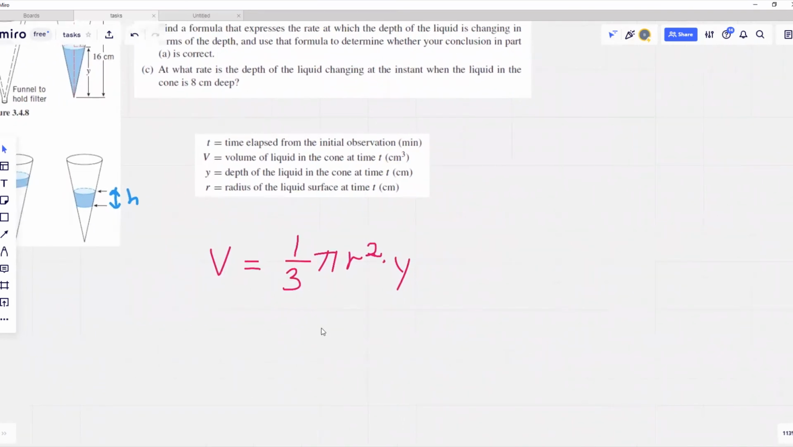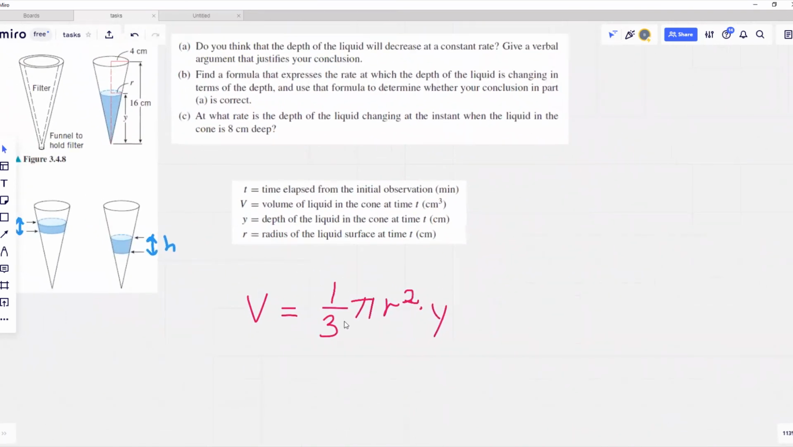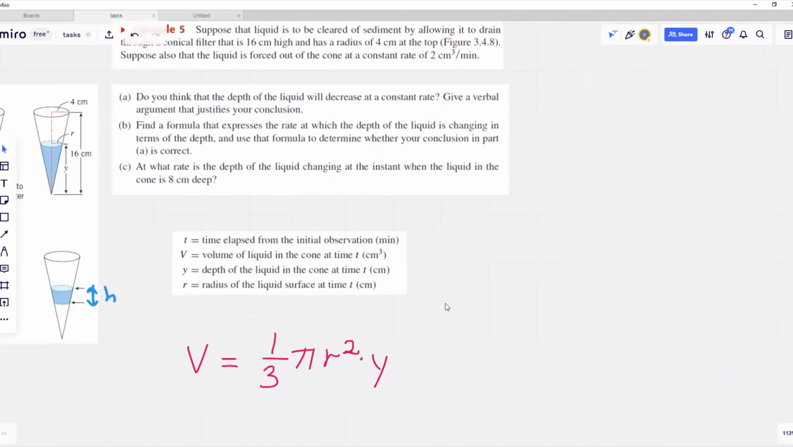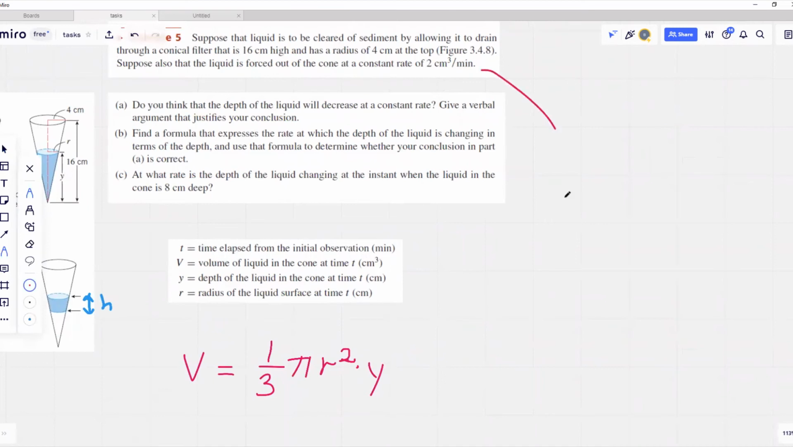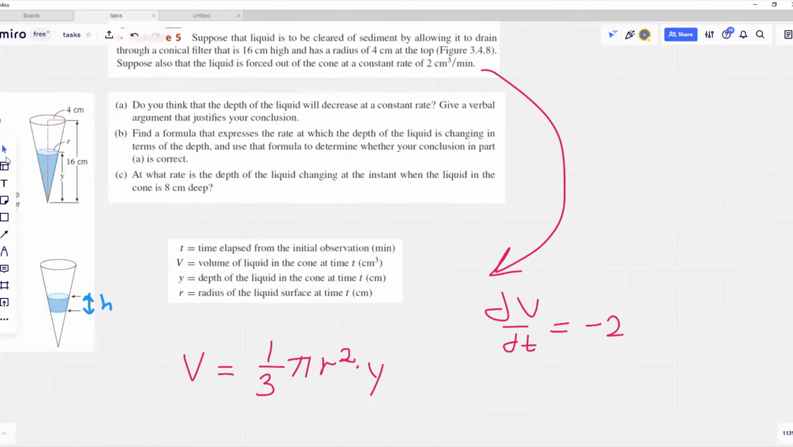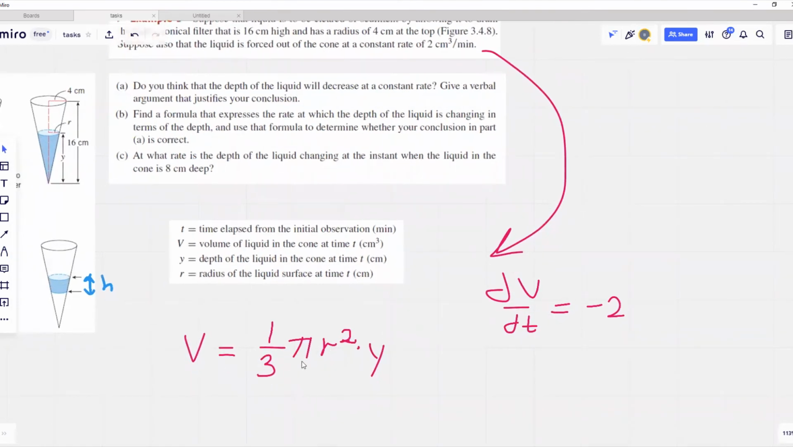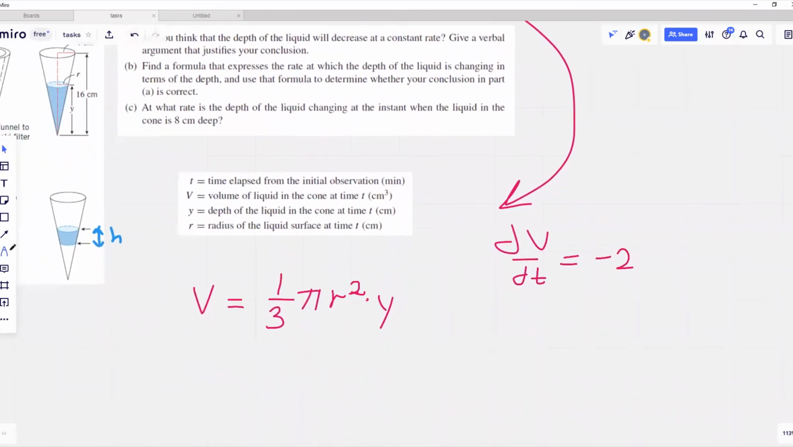Okay, now if we want to express dy over dt in terms of other variables, let's write down which values are known to us. We know that liquid is pushed out at a constant rate, so dV over dt is equal to -2, since the volume is decreasing. And that's pretty much all we know regarding the variables that appear in our equation here. So our next step is going to be to get rid of r squared here. We'll try to express r in terms of other variables.